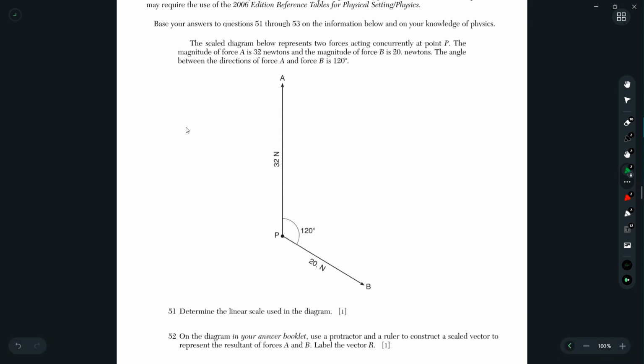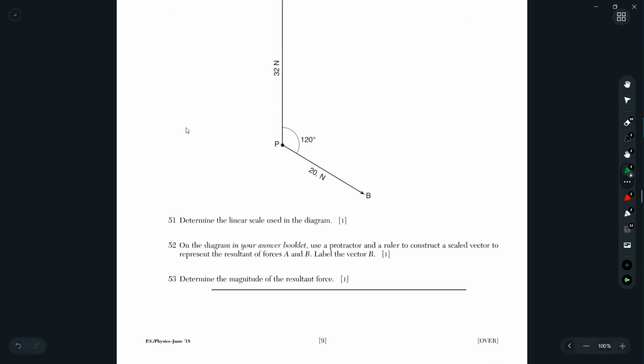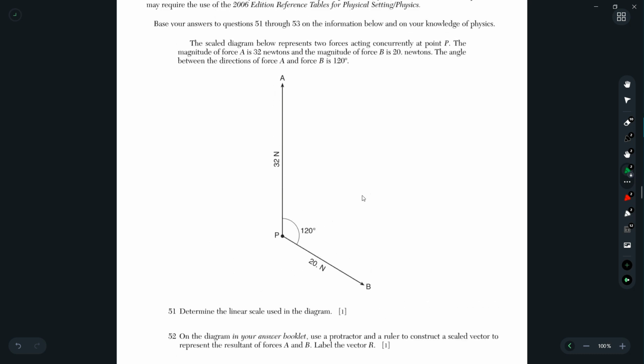Yep. So this was one that actually needs a protractor and ruler. And the reason you need a protractor and ruler is to figure out what the scale here is, right? So you'd actually measure this. Determine the linear scale. You'd measure this. Measure the length of B. That equals 20. Right? And so you can make it so that if it was a 5 centimeter line, then 5 centimeters equals 20 newtons, or 1 centimeter is 4 newtons, right? That would be your scale.